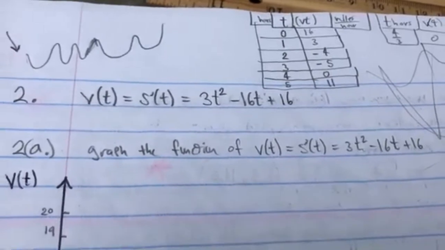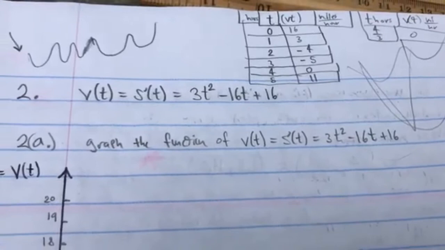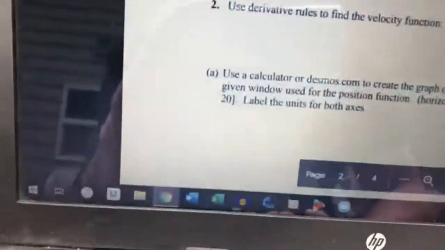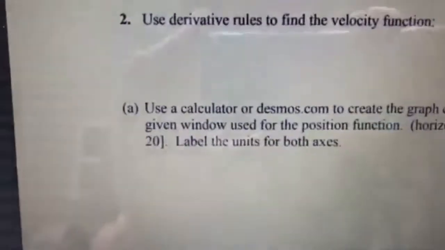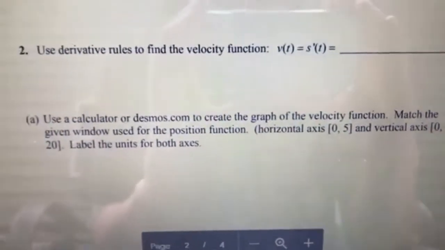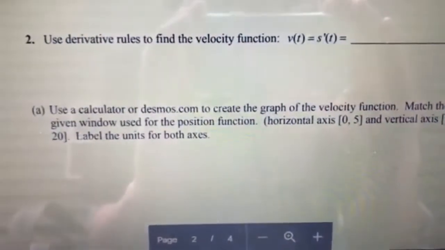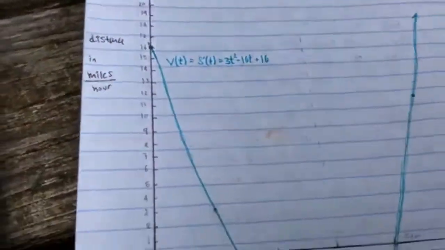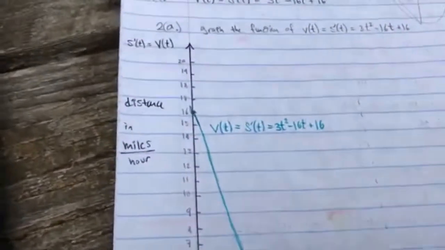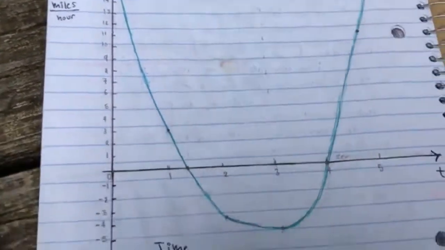So the derivative is this, 3t squared minus 16t plus 16. It then asks us, for 2a, to use a calculator or desmos.com to create the graph of the velocity function. Match the given window used for the position function. Horizontal axis 0 to 5, vertical axis 0 to 20. Label the units for both axes. So I'm going to show the graph on Desmos, but I also drew it pretty poorly because that's what I do. And so we have the graph.